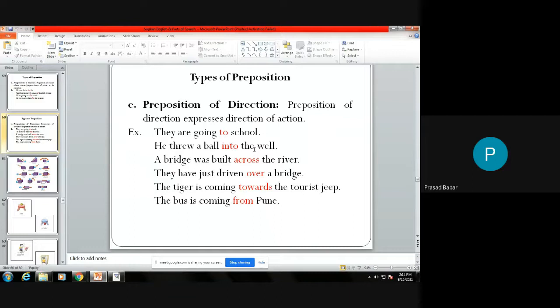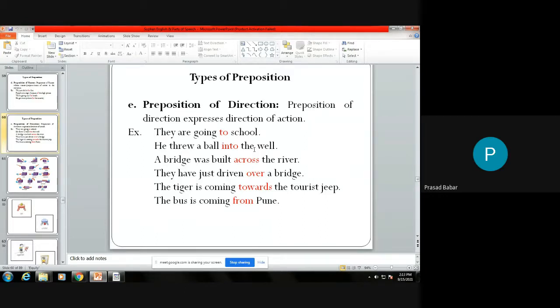Means if I'm traveling by bus from Pandharpur to Pune, I will say that I'm traveling to Pune. Here, to is the preposition of direction. Or if I'm returning from Pune to Pandharpur, then I will say that I'm coming from Pune. So from, to, towards. Or if I'm traveling across the bridge or across the river, then I will say that I'm driving across the river.